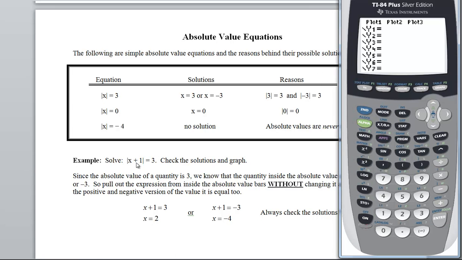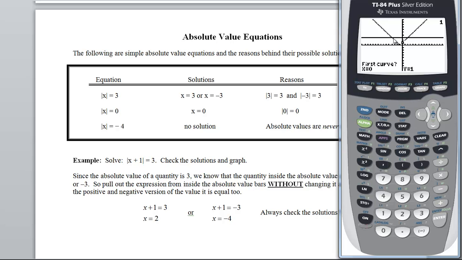I'm going to type in the absolute value of x plus 1. So we did this before. I'm on y equals. Let me go to math, over to num for absolute value, and type in that expression, x plus 1. Remember, the left-hand side goes into y1, and the right-hand side goes into y2. That should be a horizontal line. This should give me a V. So let's see what happens. There's the V. If you'll notice, it hits in two places. I have two answers.